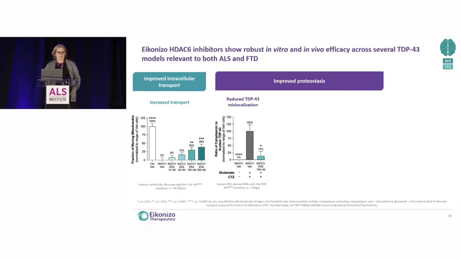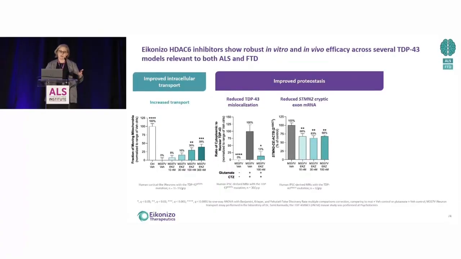And we also looked at proteostasis by measuring the accumulation of TDP43 in the cytoplasm of TDP43 M337V motor neurons. These are, again, human motor neurons. And we saw a very strong suppression of cytoplasmic TDP43 accumulation. Additionally, when we looked in these neurons at Stathmin2 cryptic exon mRNA, we could see a significant reduction with HDAC6 inhibitor treatment, suggesting that we're improving nuclear TDP43 function.